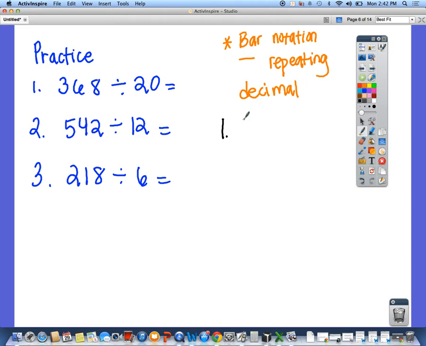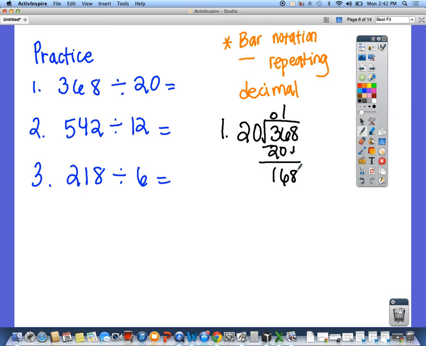So I'm going to make sure that my divisor's on the outside, my dividend's on the inside. All right. How many times does 20 fit into 3? Doesn't fit in, so I'm going to add a 0. How many times does 20 fit into 36? 1. Multiply. And I get 16. Now I'm going to bring down my 8.